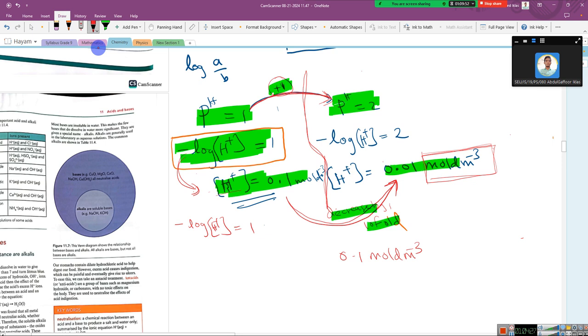I just have one question. After minus log H plus equals 1, this thing H plus equals 0.1, right? That means we are finding out the concentration of H plus. Now here you see this bracket H plus means concentration of H plus.